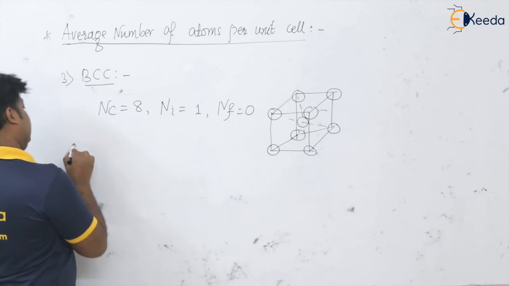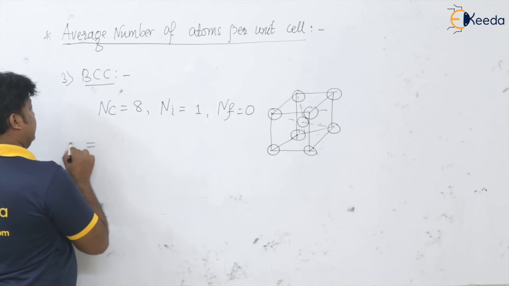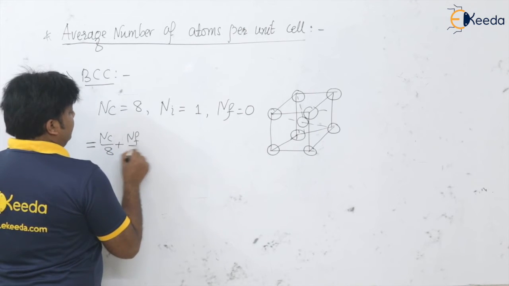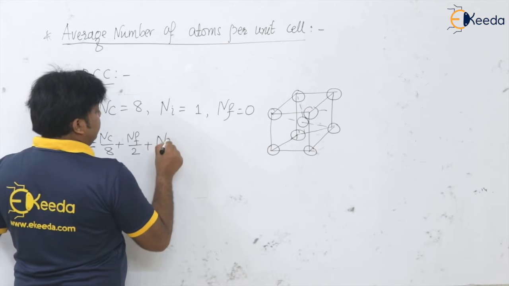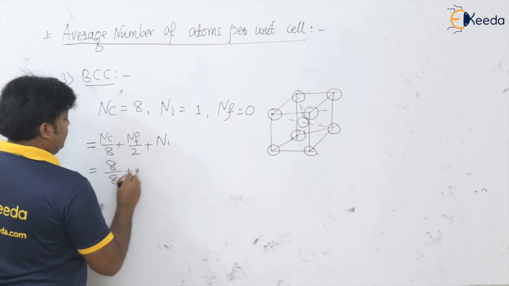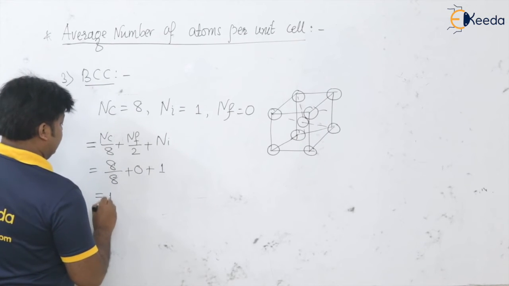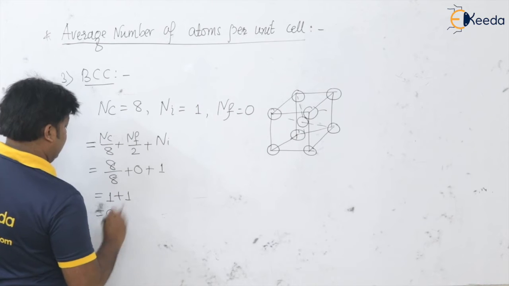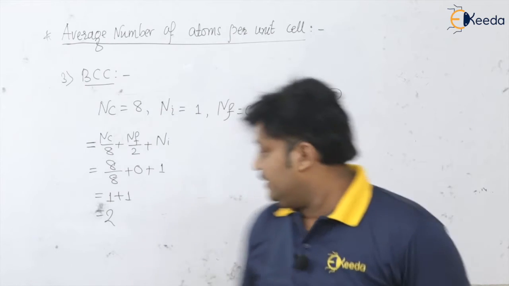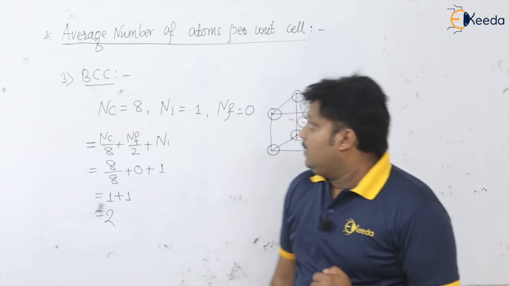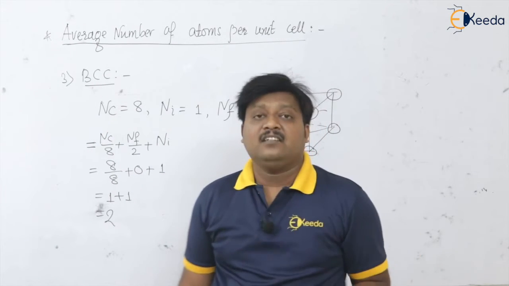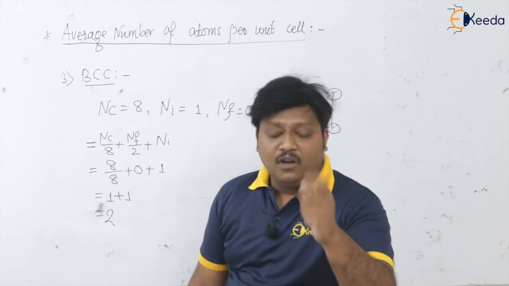We know the formula for average number of atoms, कितने हैं, Nc divided by 8 plus Nf divided by 2 plus इंटीरियर में कोई है क्या, है एक एटम है, सो 8 divided by 8 plus 0 plus 1, सो 8/8 1 plus 1. सो the average number of atoms for the BCC unit cell we got it as 2. ओके, सो ये हो गया अपने क्यूबिक स्ट्रक्चर में सिंपल क्यूबिक का 1, फेस सेंटर के 4, BCC के 2, average number of atoms.